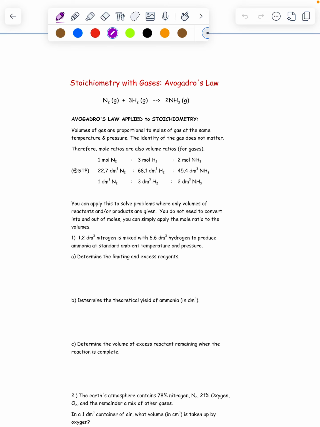Okay, this is a video about one application in stoichiometry of Avogadro's law. To review Avogadro's law, this is from the gas laws, and it says that when you have equal volumes of gas, they contain equal particles or equal moles.